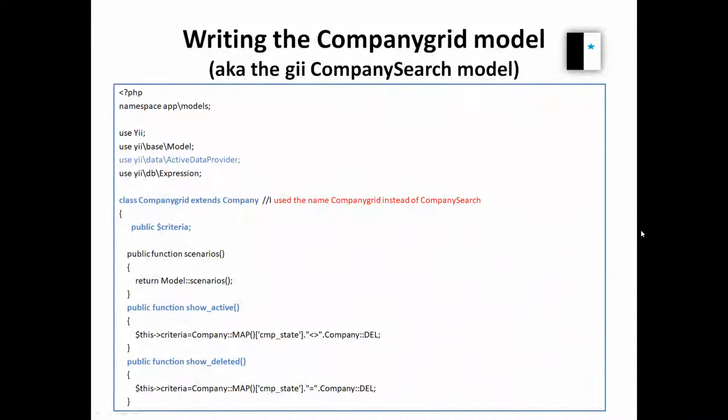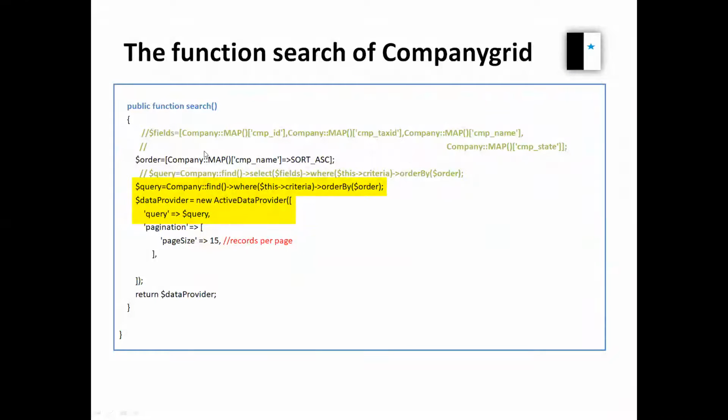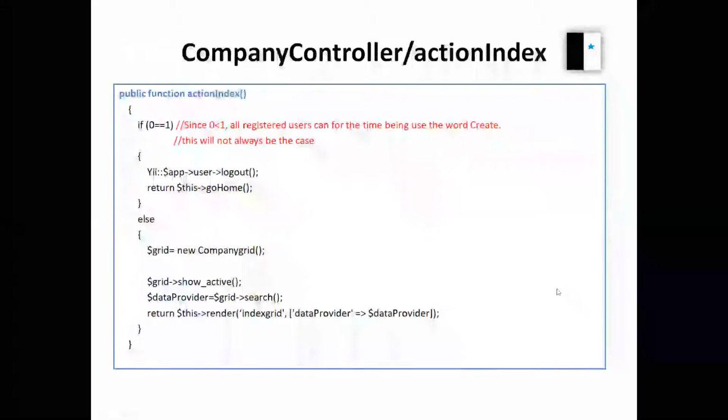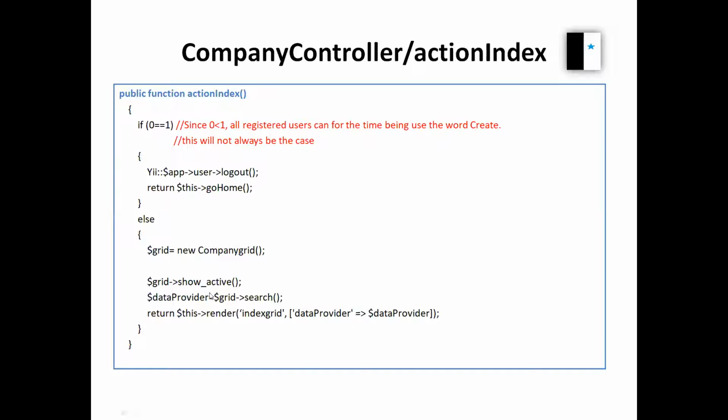Before we proceed to write the code for actionIndex of the company controller, we have to define the Companygrid model. It is what Yii suggests as the company search model. And you see, I have written it very simply there. Class Companygrid extends Company, has a public field called criteria, and two functions, showActive and showDeleted, that set the criteria. Once the criteria are set, you call the function search. What it does is create a query that finds all companies satisfying these criteria, and you return that query as an object of the class ActiveDataProvider. Finally, the code for actionIndex of the company controller is very simple in structure.